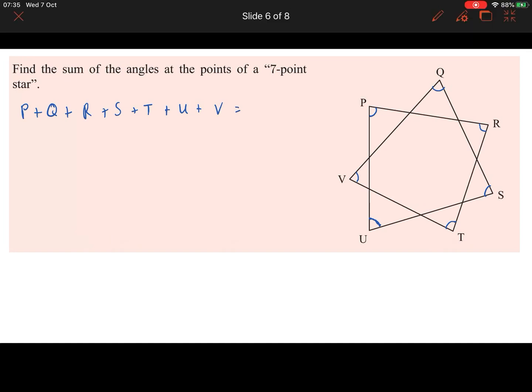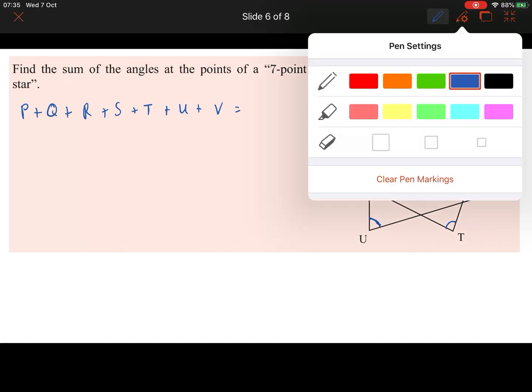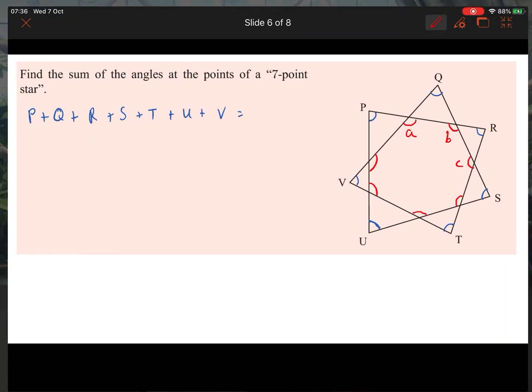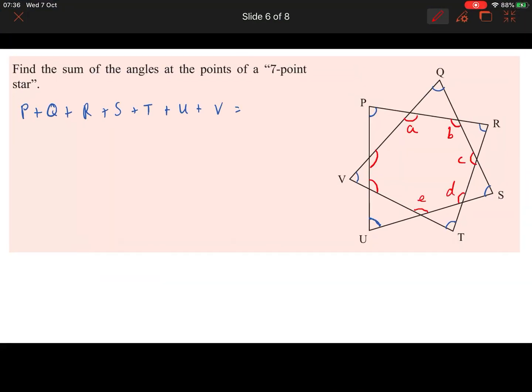Now I'm going to give you a little hint to get you started. What you want to do is start labelling the interior angles of the central polygon. We're going to call this one angle A, angle B, angle C, angle D, angle E, angle F, and angle G. Okay? So we should be able to start making some statements about what we've got there now.